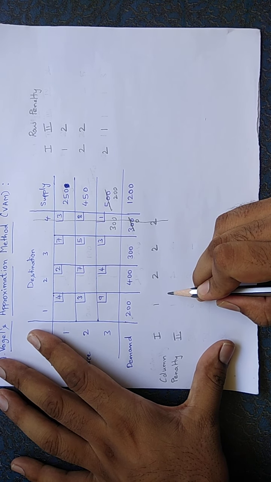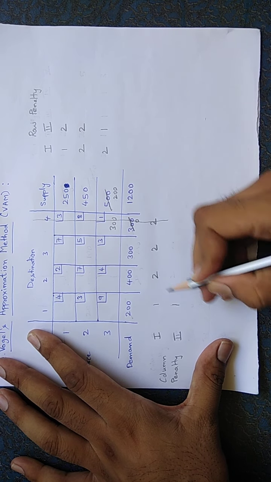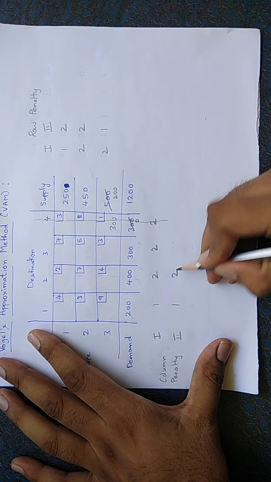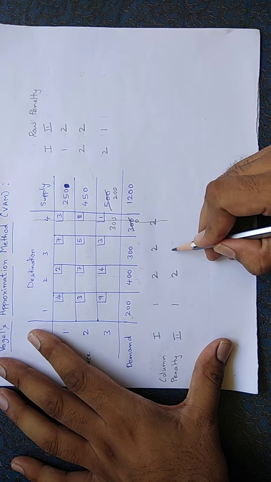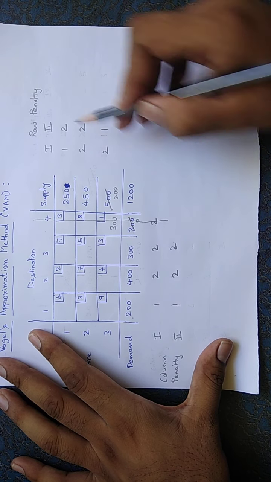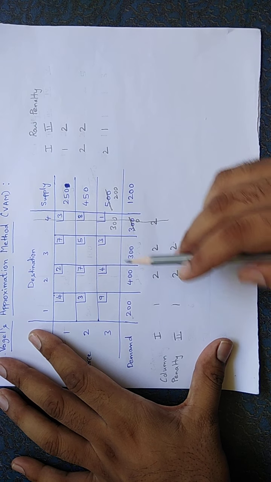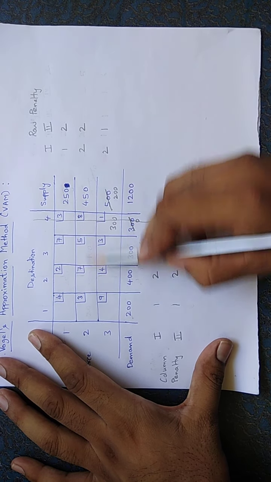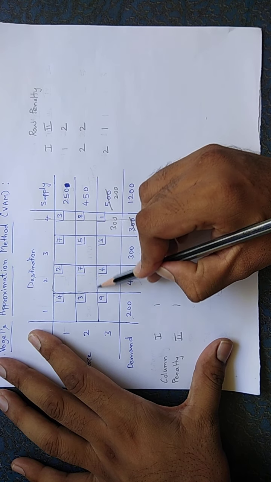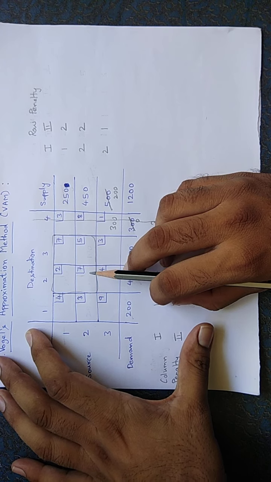Now here the difference between 4 and 3 is 1. The difference between 2 and 4 is again 2. The difference between 5 and 3 is 2. Now observe the highest penalties are these two rows and these two columns. That means these are the 4 probable cells where we will think of allocating.